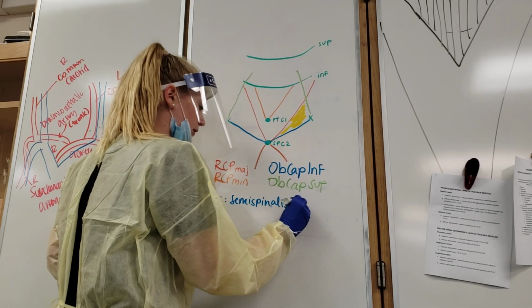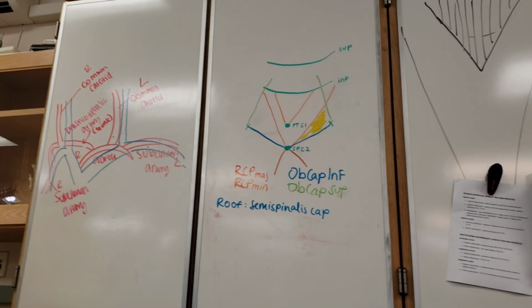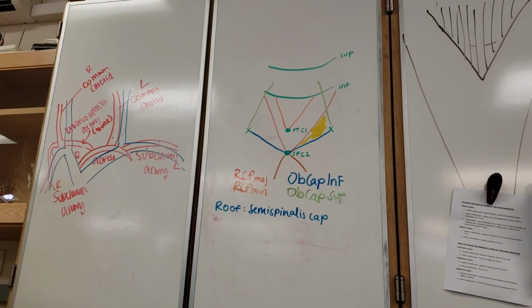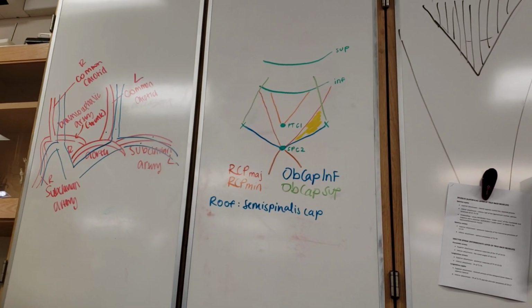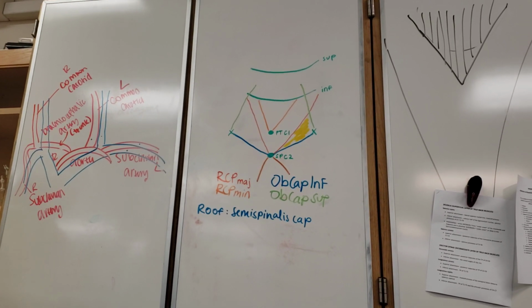And what nerve innervates the suboccipital triangle muscles plus the rectus capitis posterior minor? It's, yes, suboccipital nerve.